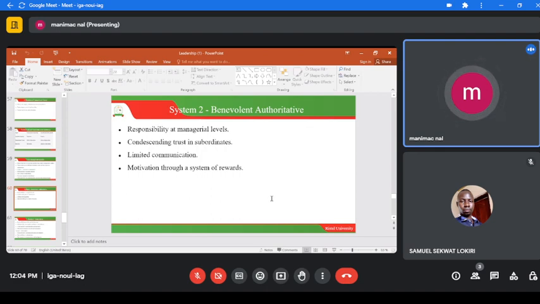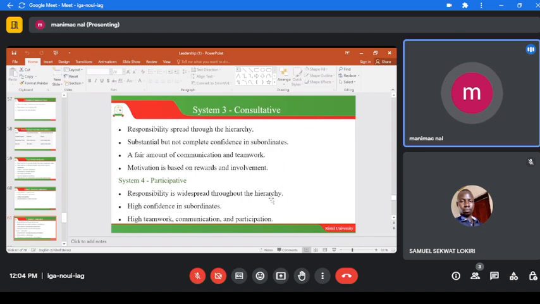System number two is the benevolent authority. It looks at responsibility at managerial levels, condescending trust in subordinates, limited communication, and motivating through a system of rewards. For example, if you want to reward employees, there has to be a system which you will use to reward them.